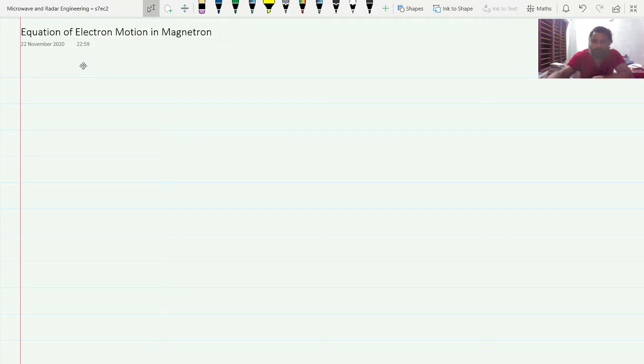So today I will explain the equation of electron motion in a magnetron oscillator. Which parameters affect the movement of electrons in a magnetron oscillator? Let me see that one.